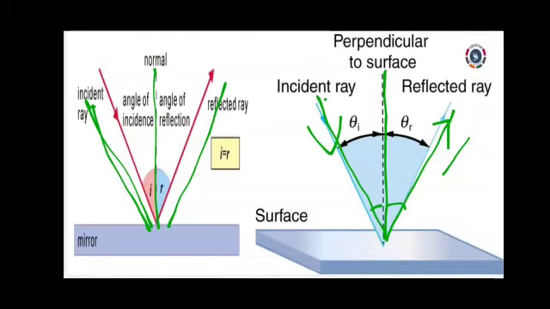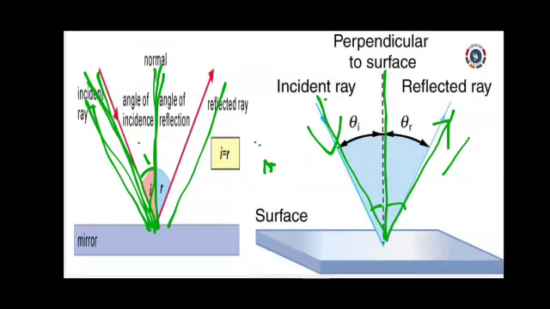The angle which the incident ray makes with the normal, or the angle which lies between the normal and the incident ray, is called the angle of incidence. We indicate the angle of incidence by the letter i. Okay. Let's see what the angle of reflection is.